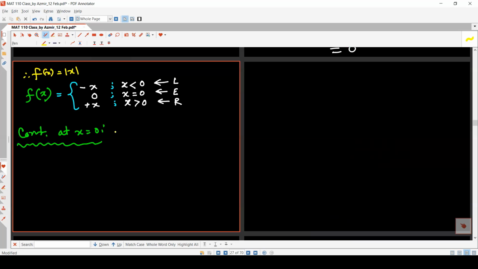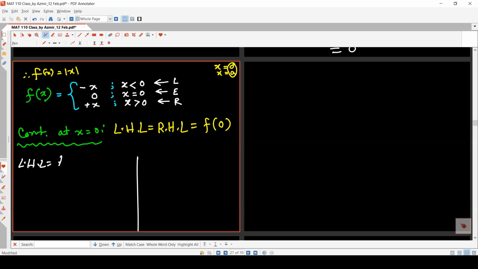For continuity, you know that we have to check left hand limit, right hand limit, and functional value at 0. It is given. Because we are checking the continuity at x equals 0, if we compare with x equals a, the value of a is 0. Now, let's find left hand limit, limit x tends to 0 minus f of x, and right hand limit, limit x tends to 0 plus f of x.